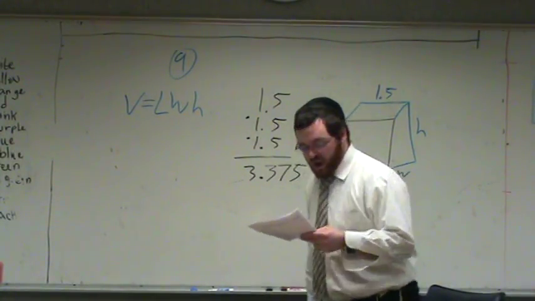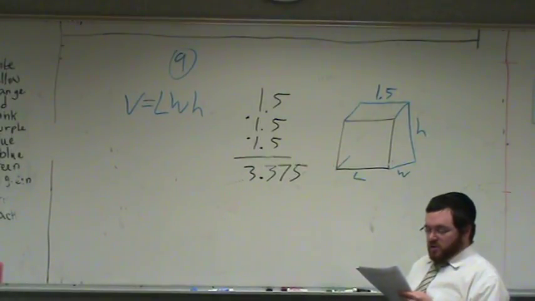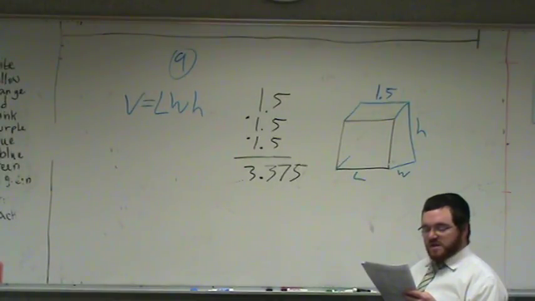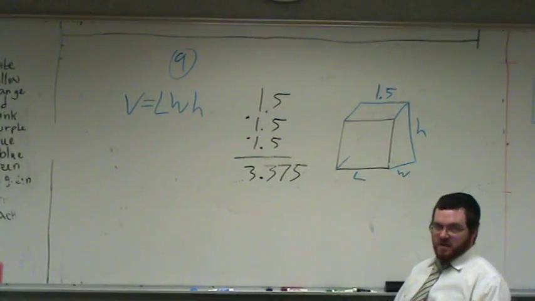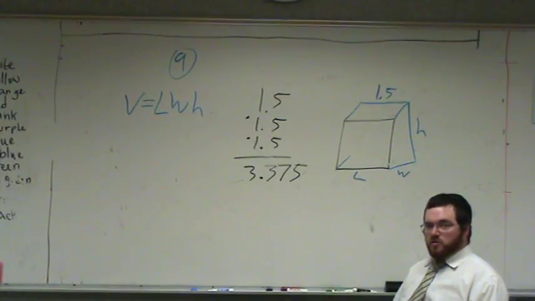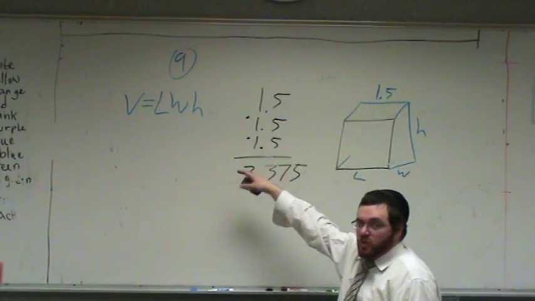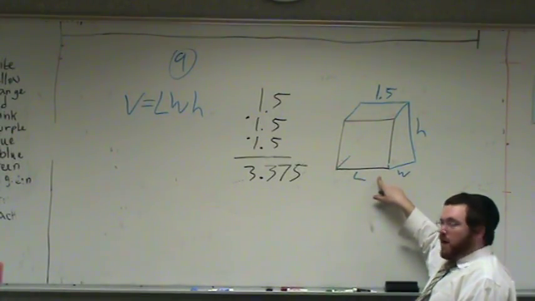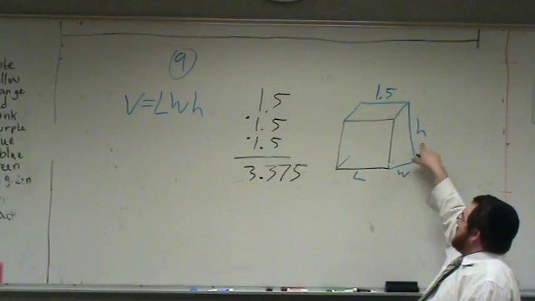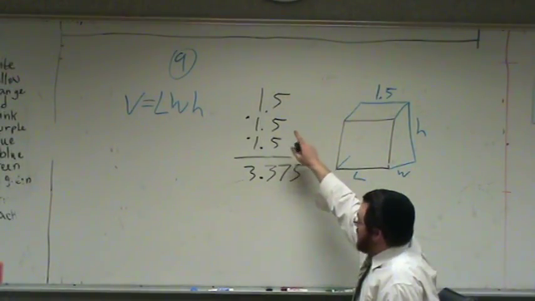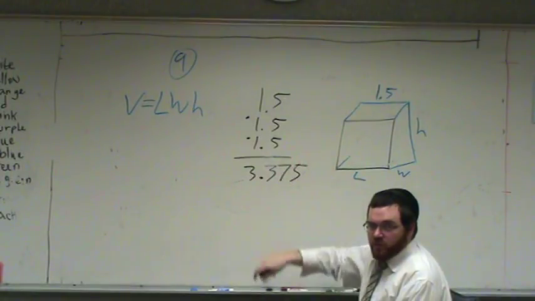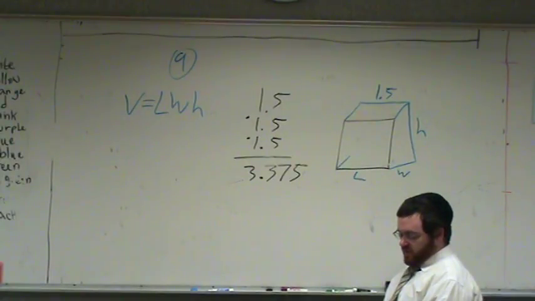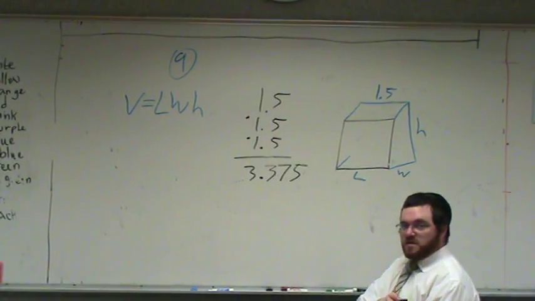Question 9. Lenny made a cube in technology class. Each edge measured 1.5 centimeters. What is the volume of the cube in cubic centimeters? Well, volume is equal to length times width times height. The length is 1.5, the width is 1.5, and the height is 1.5. So, length times width times height is 1.5 times 1.5 times 1.5, which is equal to 3.375, which happens to be answer 2.